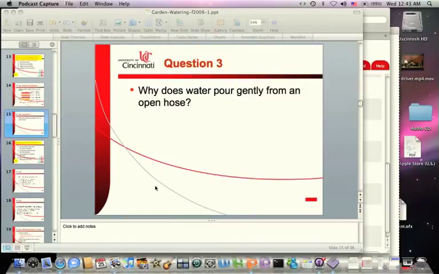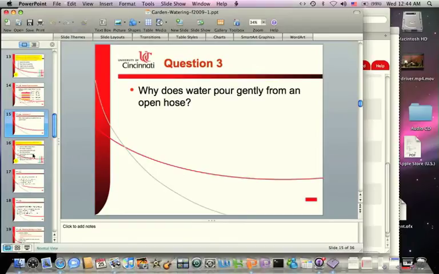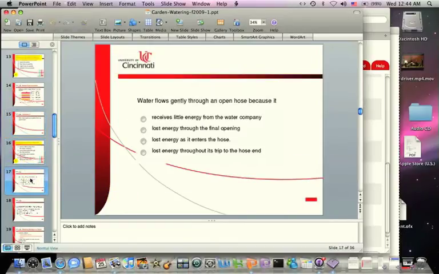So I've assumed that you now have worked through the second set of problems, and so we should talk about those next. The first one is, water flows gently through an open hose because it: 1, receives little energy from the water company; 2, lost energy through its final opening; 3, lost energy as it enters the hose; or 4, lost energy throughout its trip to the hose.